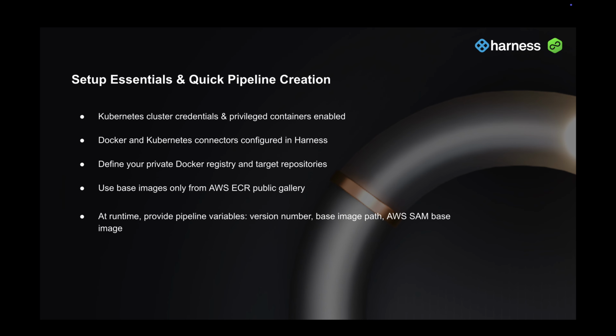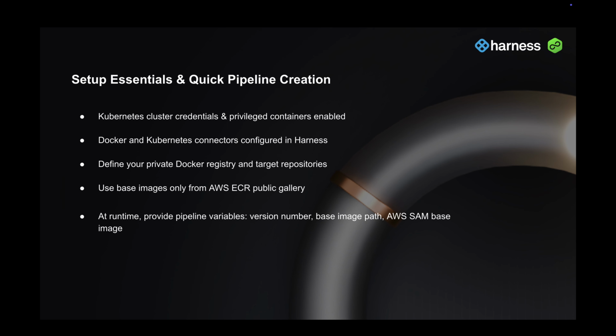For setting up your pipeline focused on AWS SAM, ensure your Kubernetes cluster credentials are configured in Harness with privileged mode enabled to support Docker in Docker builds. Configure your Docker and Kubernetes connector for authentication and orchestration. Clearly define your private Docker registries where your built images will be pushed.